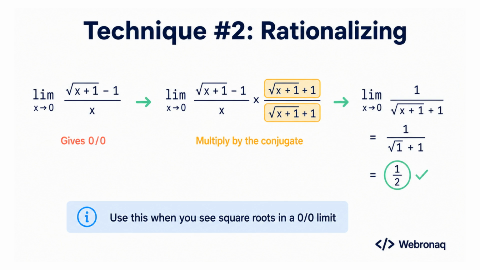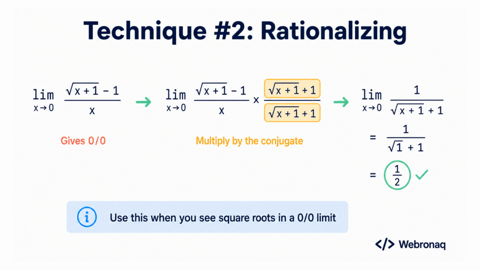Root x plus 1 times root x plus 1 gives you x plus 1, then minus 1. So the top simplifies down to just x. And now we have x on top, and x times that conjugate on the bottom. The x cancels. What's left is 1, divided by root x plus 1, plus 1. Now substitution works. Plug in 0. Root 1 is 1, plus 1 is 2. So our limit is 1/2.